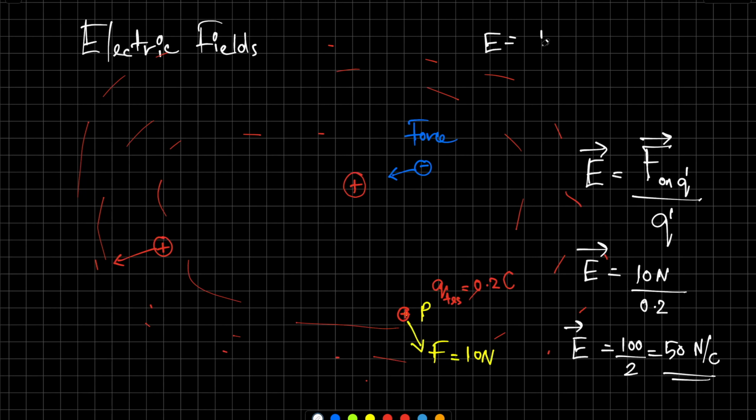E equals F by Q. Unit of E equals unit of F over unit of Q. Unit of force is newtons and unit of charge is coulomb. So the unit of electric field is newton per coulomb.